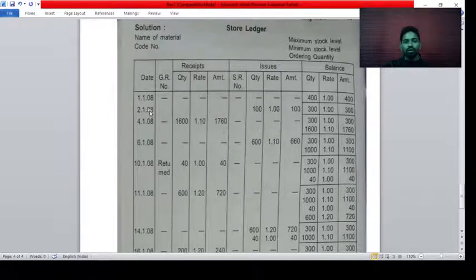The stock on the earlier date is 300, so as it is, first keep this 300 at the rate of 1, with a total amount of 300. And on this date 1600 were purchased, so the quantity is 1600 at the rate of rupees 1.10, and the total amount is 1760. So close it on this date.